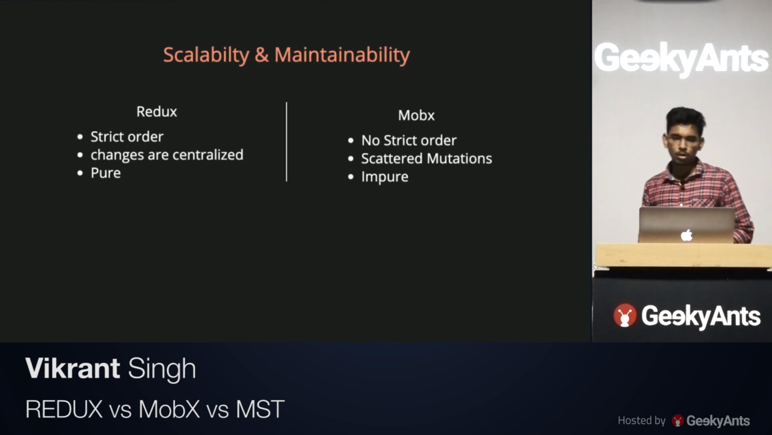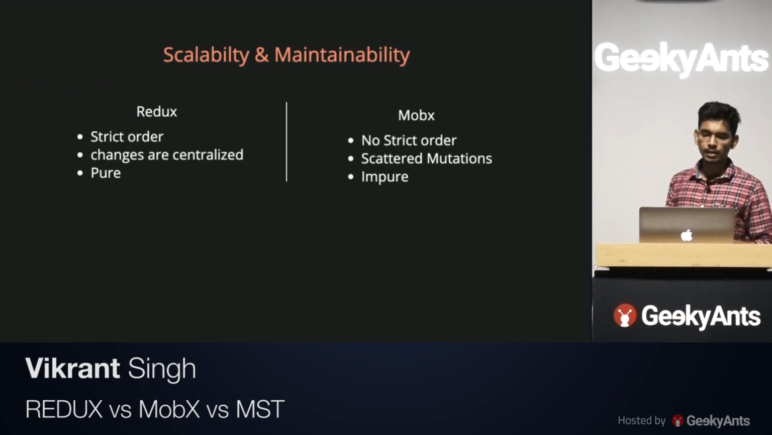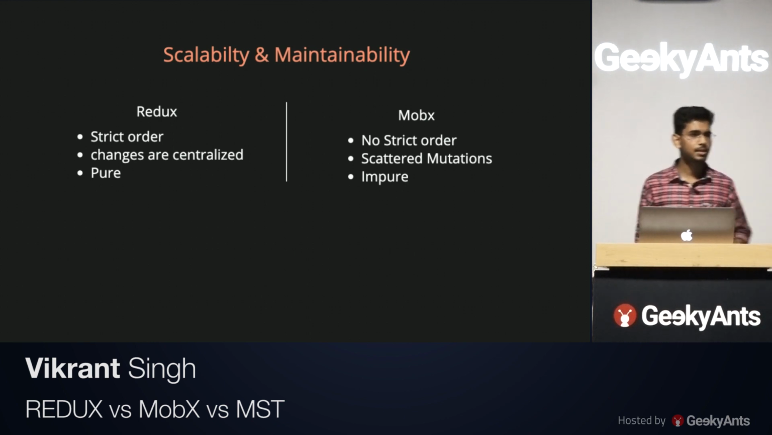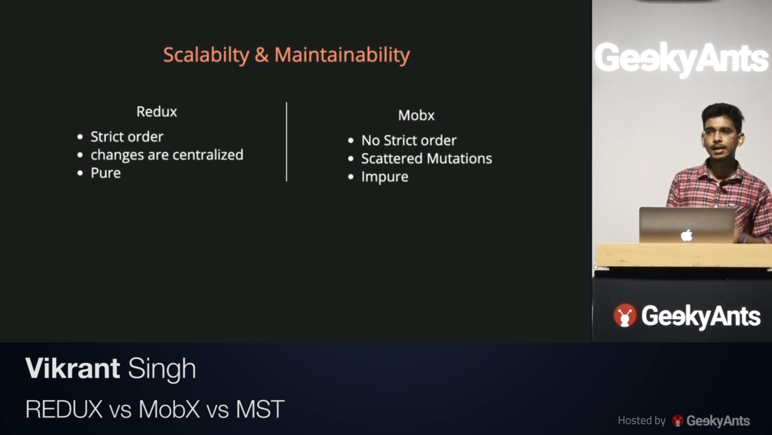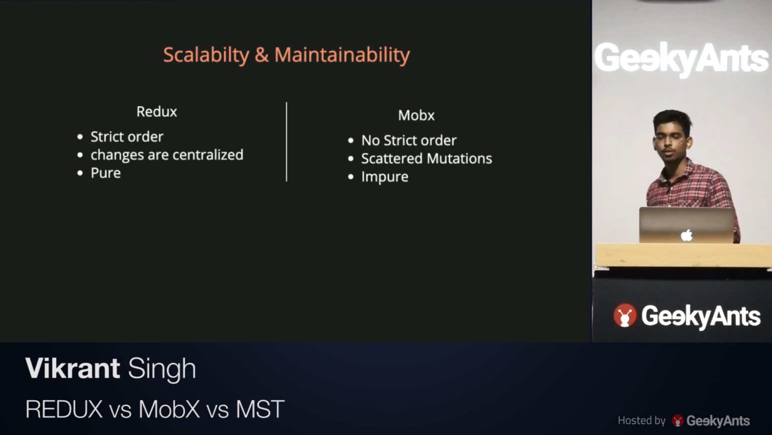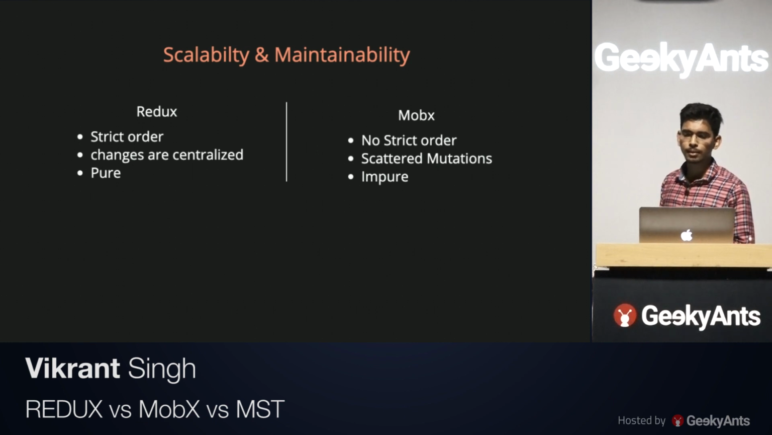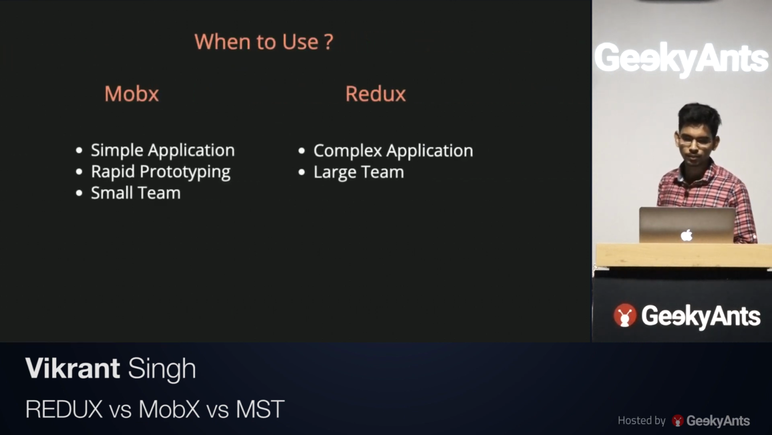And now if we talk about scalability and maintainability, Redux provides a strict order, and all of its changes are centralized. But in the case of MobX, there is no strict order. All of those mutations are scattered, and everything is impure in MobX. So again, in the case of scalability and maintainability, you should definitely choose Redux.